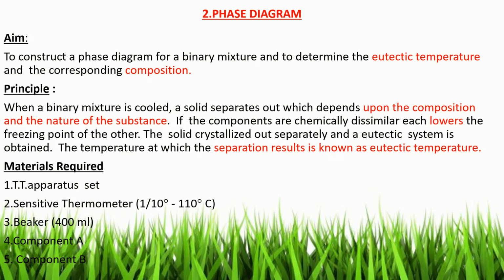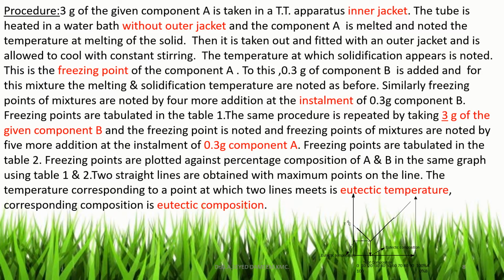Now, the materials required for the experiment: TT apparatus set, sensitive thermometer, beaker, component A and component B. Now, the procedure of the experiment. Here the substances A and B are given, two substances.